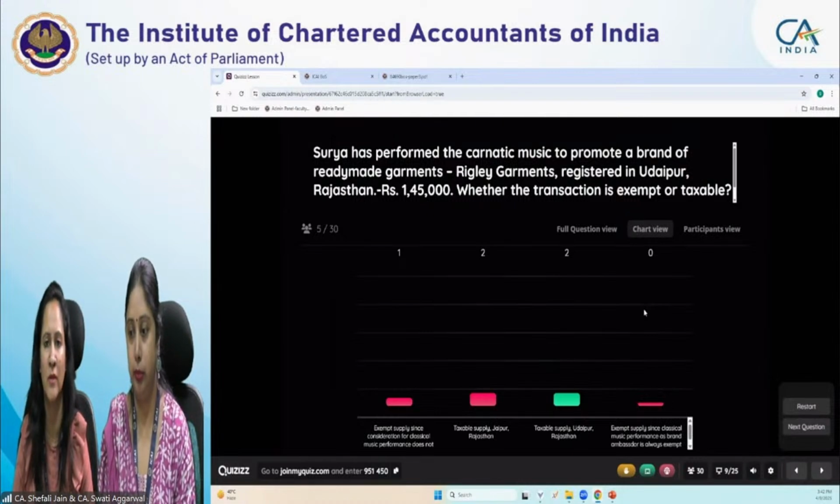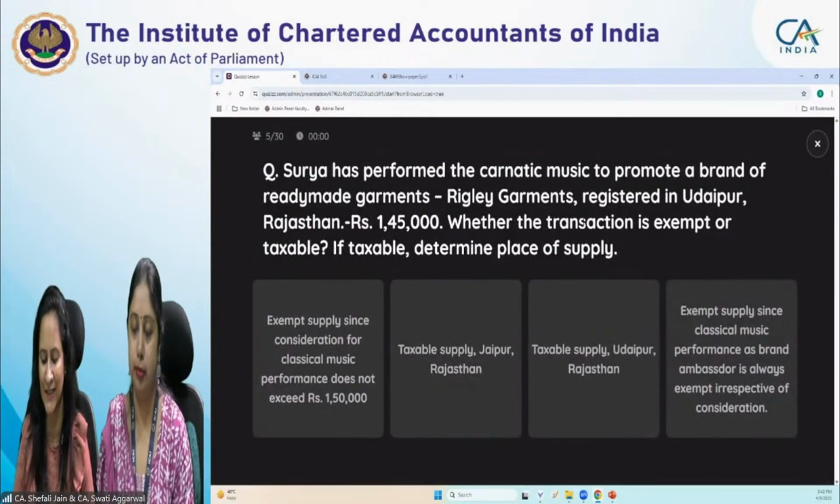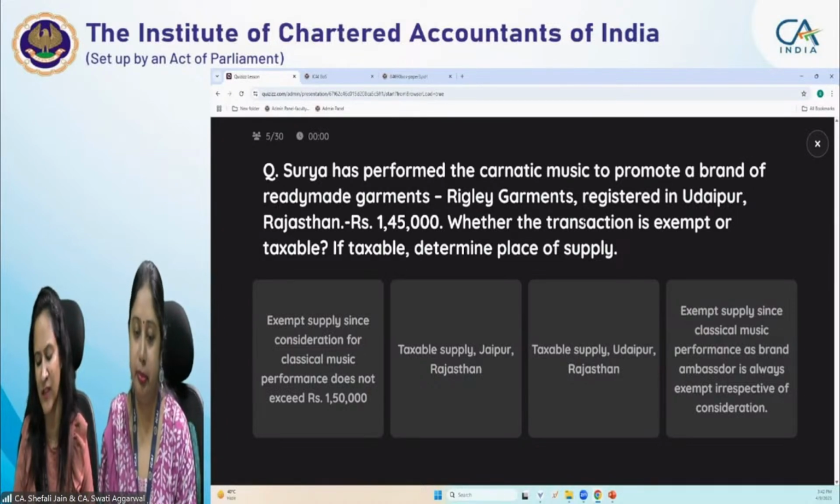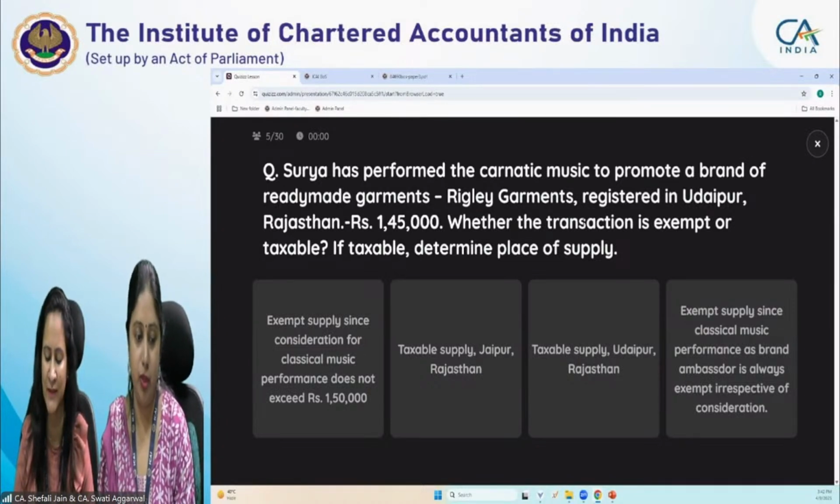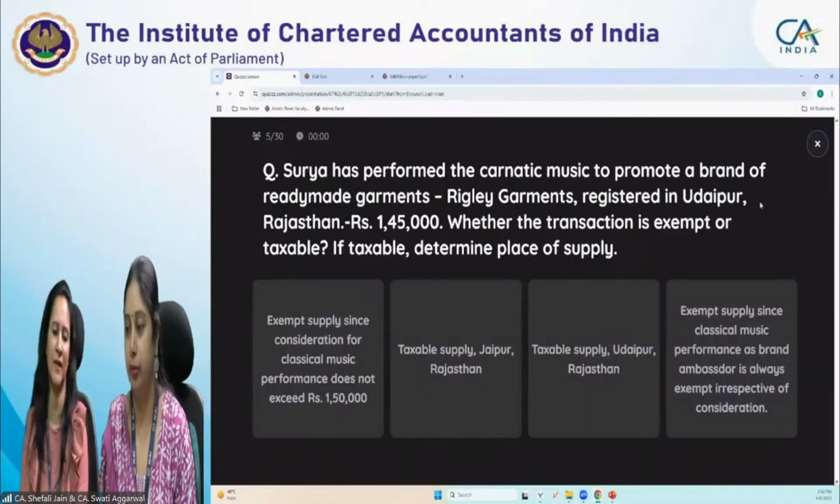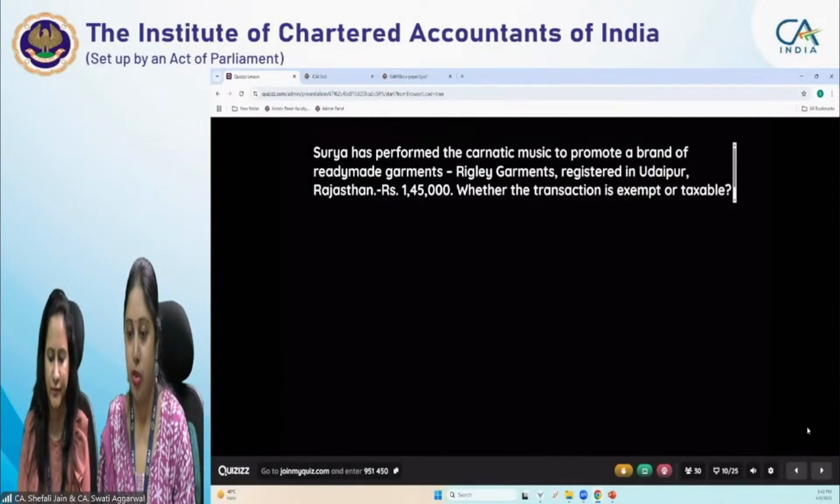Now coming to the place of supply. Here, the place of supply is the location of recipient, that is the default rule, section 12(2) of the IGST Act 2017, because it is not one of the specified services. That is why it falls under the default rule. Location of recipient is Rajasthan, and that's why it is an intra-state supply. Let's come to the next question.